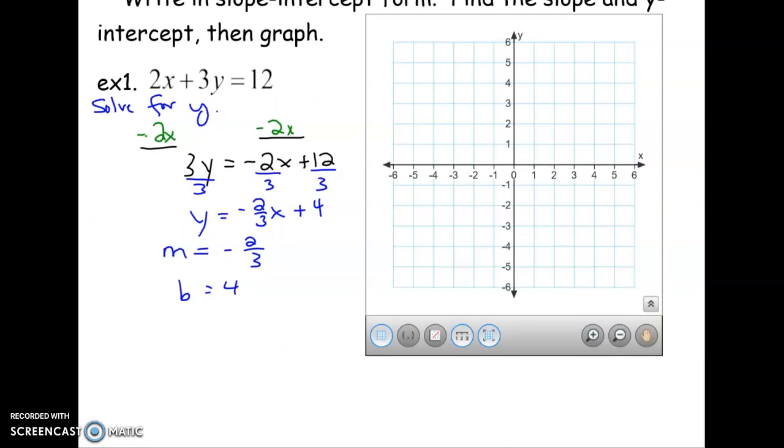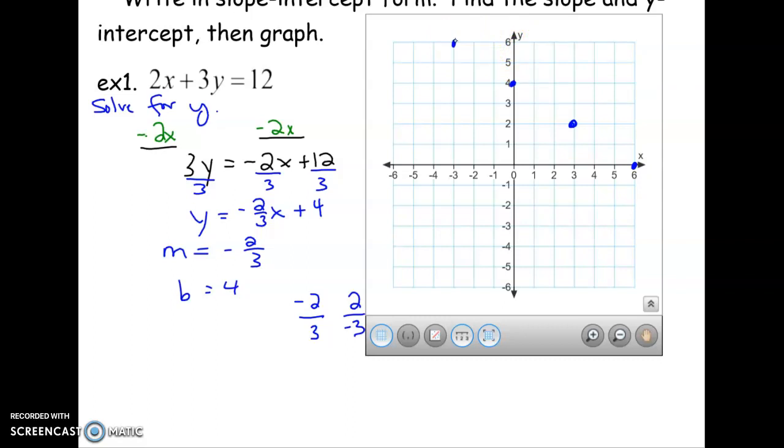So when we graph it, start with that y-intercept of 4. And then from there, our slope is negative 2/3. So we're going to go rise negative 2 and run 3. So rise negative 2, down 2, but positive 3, so 3 to the right. Down 2, positive 3 to the right. We could also do up 2 and 3 to the left. So if I go back to my original starting point, we could go up 2 and 3 to the left.